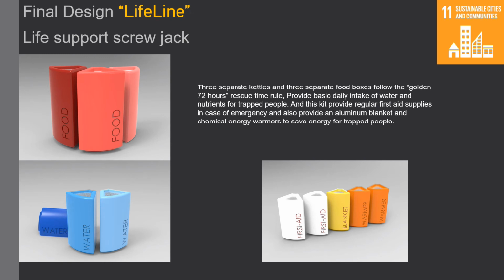Each life support skill jack has three separate kettles and three separate food boxes and follows the golden 72 hours rescue time rule, providing basic daily intake of water and nutrition for trapped people. These kits provide regular first aid supplies in case of emergencies and also provide an aluminum blanket and chemical energy warmers to save energy for trapped people.